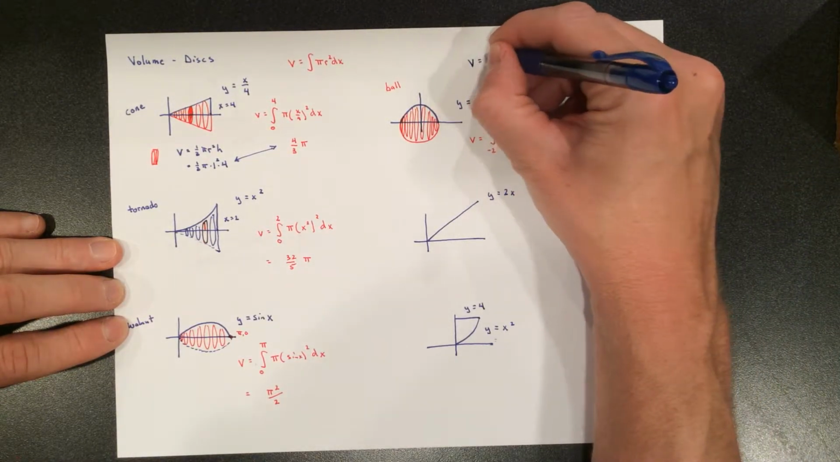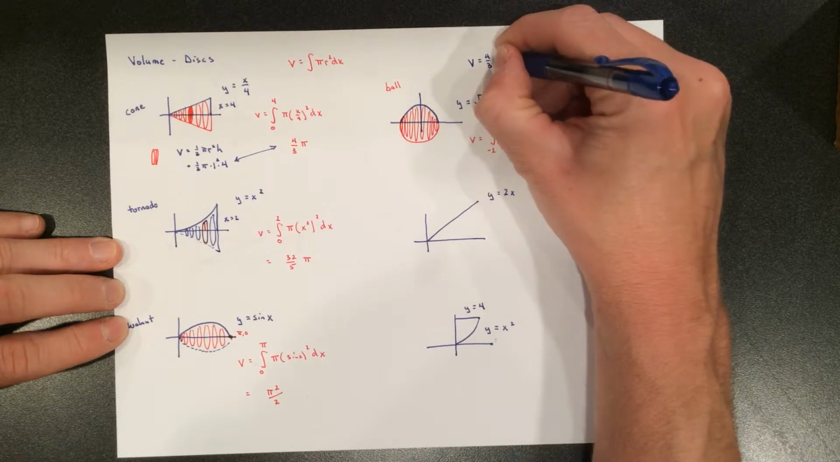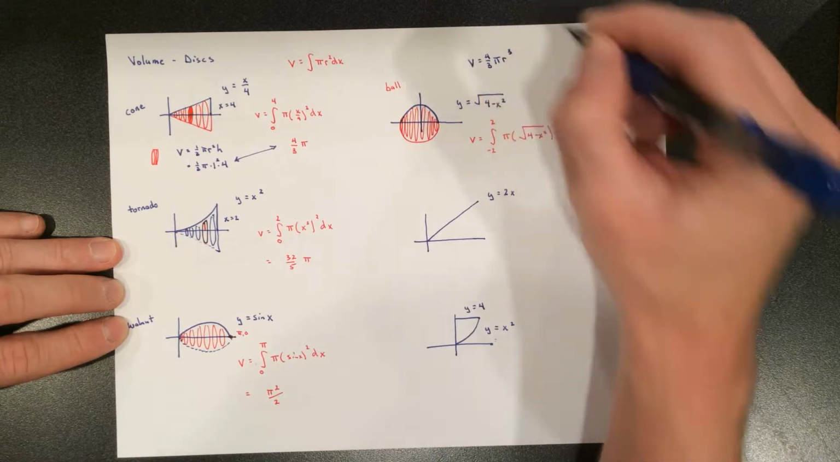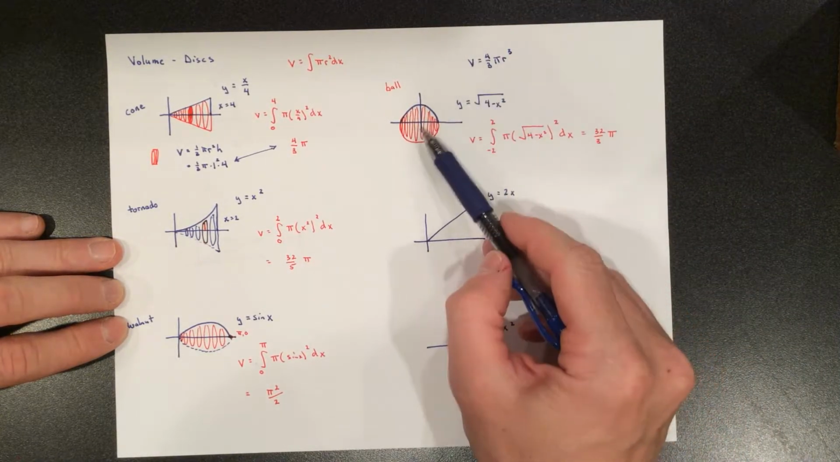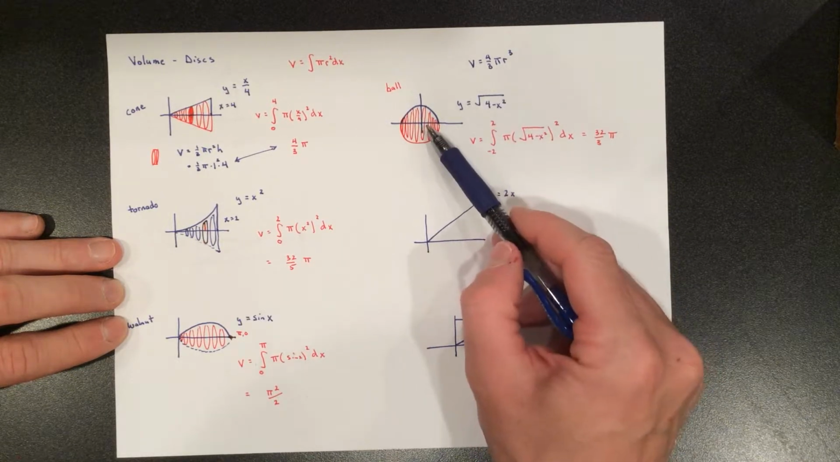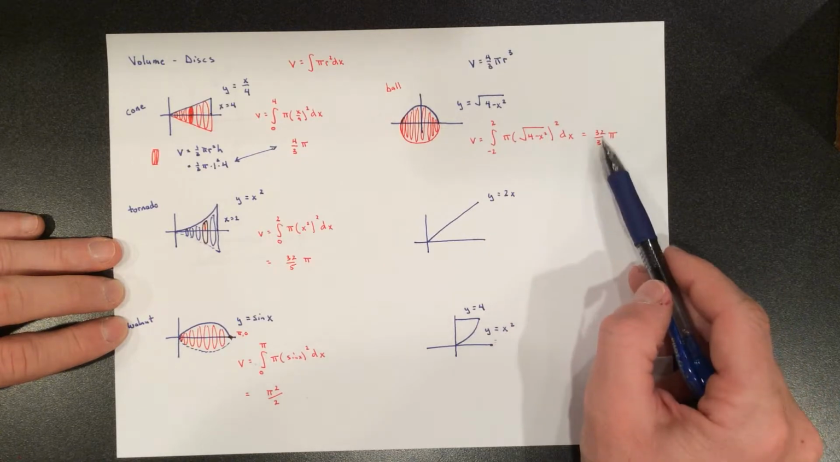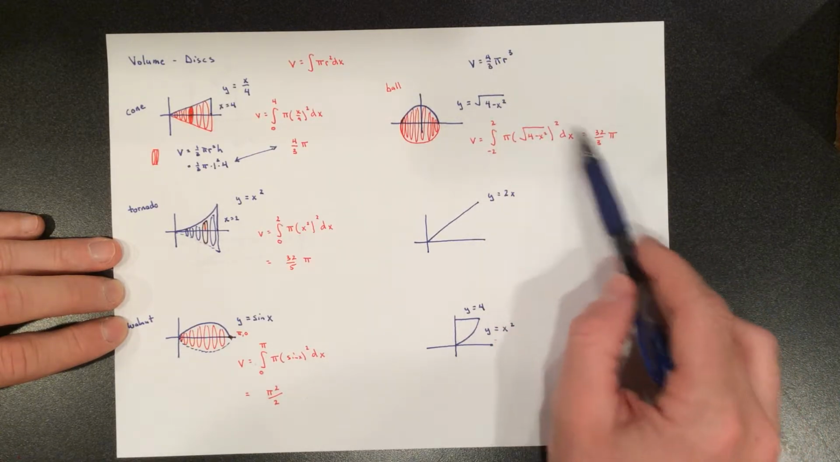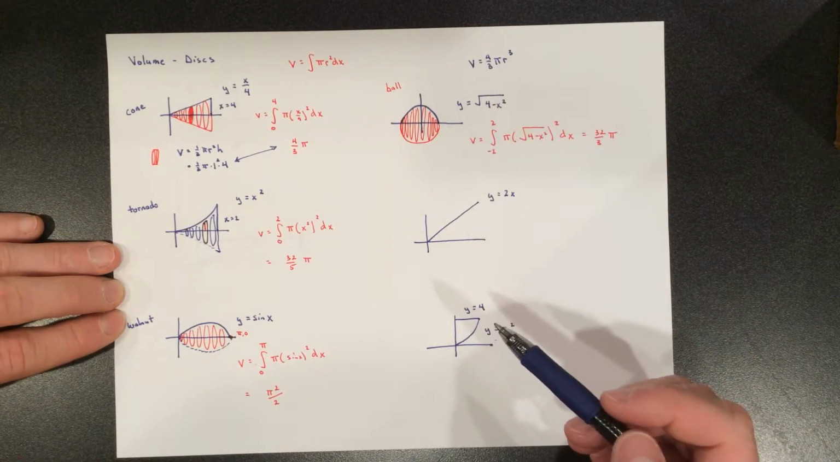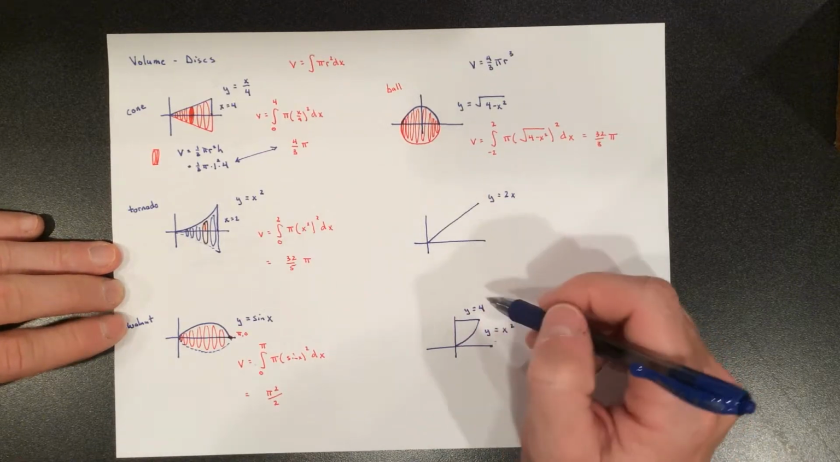Okay, and we can verify this. The volume of a sphere is 4/3 pi r cubed. And check it out. If you use a radius of 2, which is what our sphere would have, 2 cubed is 8, 8 times 4 is 32, and boom, they match. Again, the calculus matches the geometry.